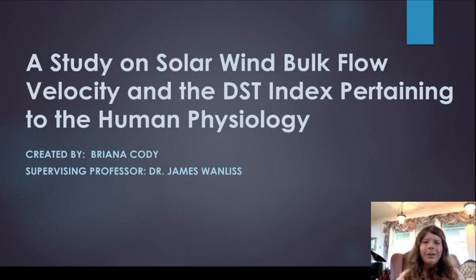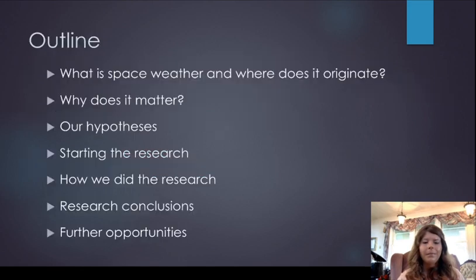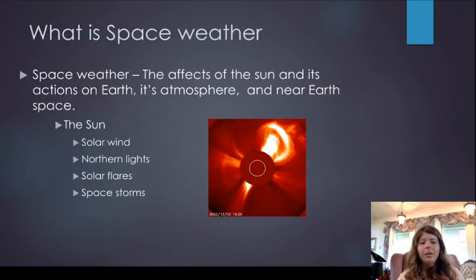Today I'll be presenting on the research I've been working on this semester. This is a study on solar wind bulk flow velocity and the DST index pertaining to the human physiology. The outline of today's presentation will start off with what is space weather, where does it originate, and why does it matter? I'll then state our hypotheses and talk about what I did to start the research, ending with how I did my research and my conclusion, and some follow-up comments.